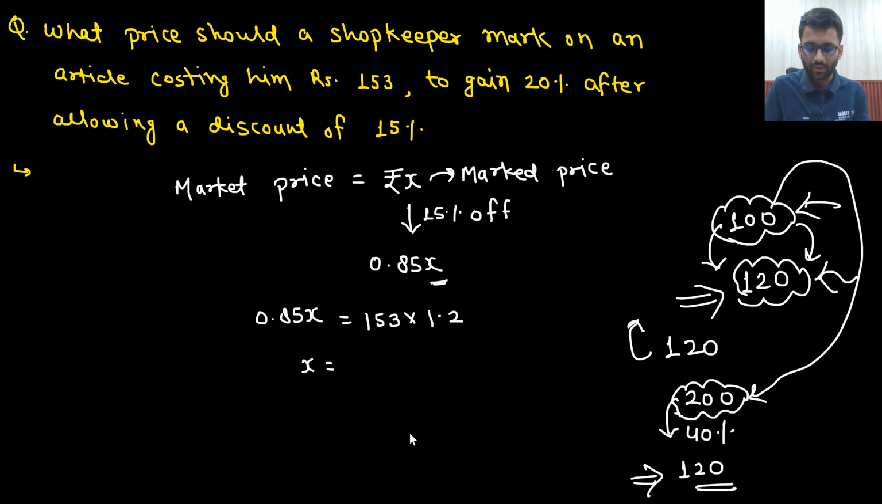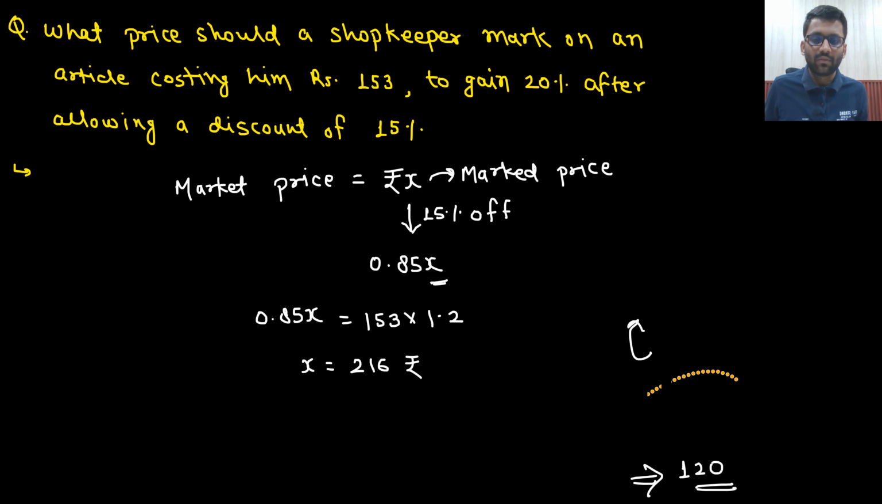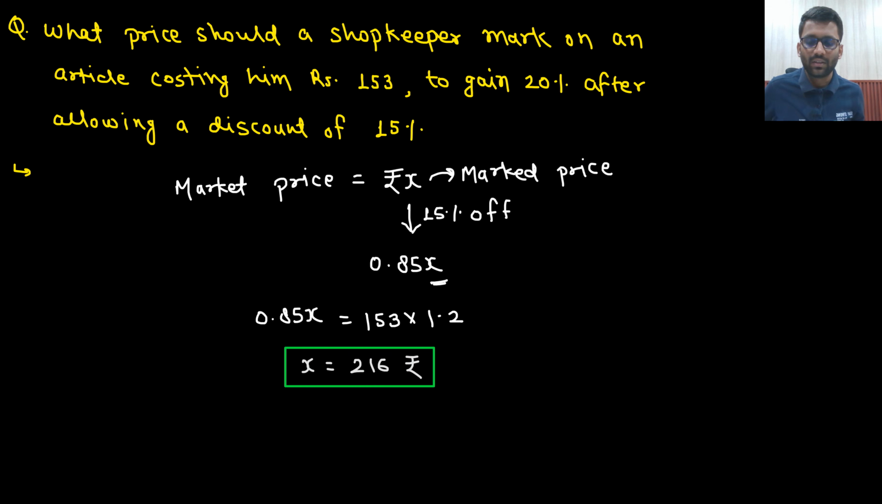153 into 1.2 divided by 0.85. That is 216 rupees. So what they are asking, what price should a shopkeeper mark? He should mark 216 rupees. So let's check out what he is doing. So he has marked the price to be 216 rupees.